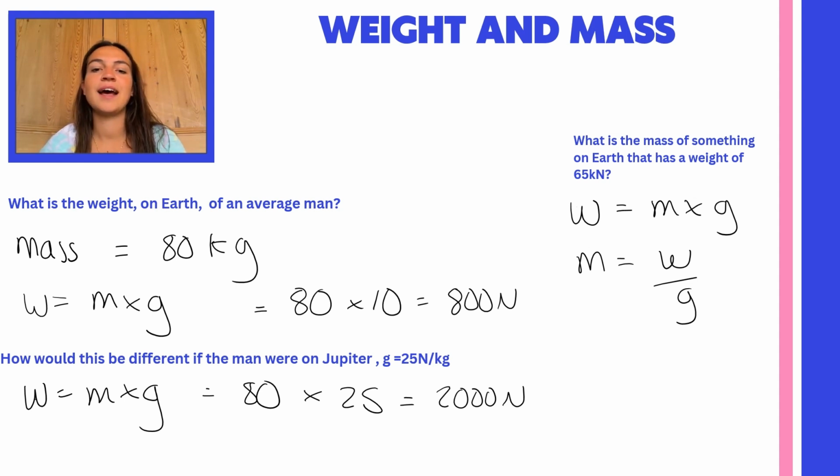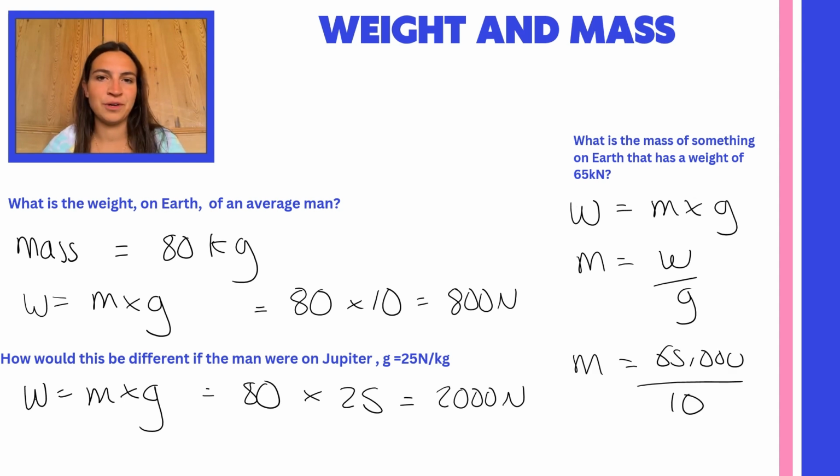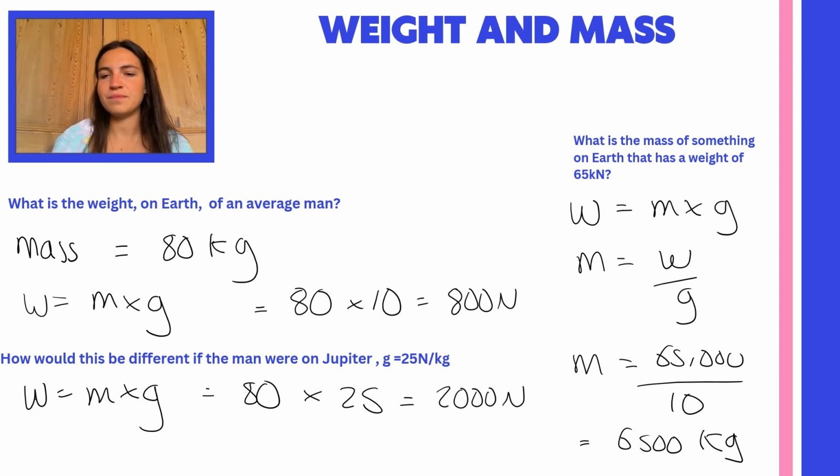And then I need to do something else. I need to make sure that in my equation, my weight is meant to be in newtons. In my question, it's been given to me in kilonewtons. So before I plug it into my equation, I need to convert that into newtons. So 65 kilonewtons is 65,000 newtons. And then I divide that by g, which is 10, and that will give me 6,500 kilograms.